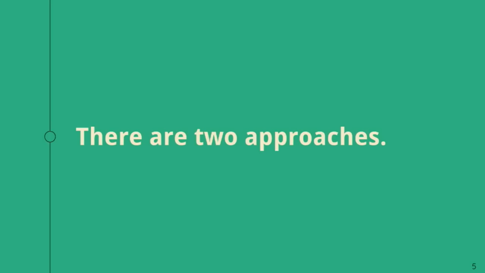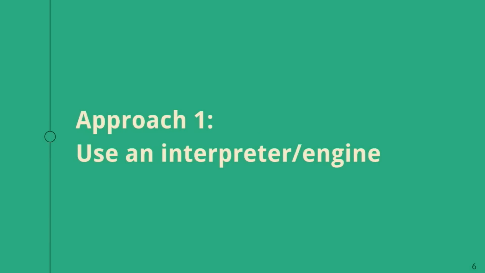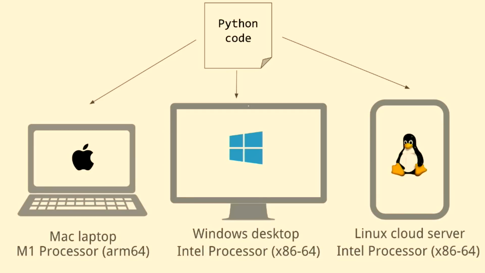There are two major approaches to how to make code work across platforms. The first approach, which you're all familiar with, is to use some kind of interpreter or engine like the Python interpreter. If I'm writing code in Python, I can write it once, and as long as I'm running it on a machine that has Python installed, or there is a Python interpreter there for me, I can run the same code anywhere, and it should just work.